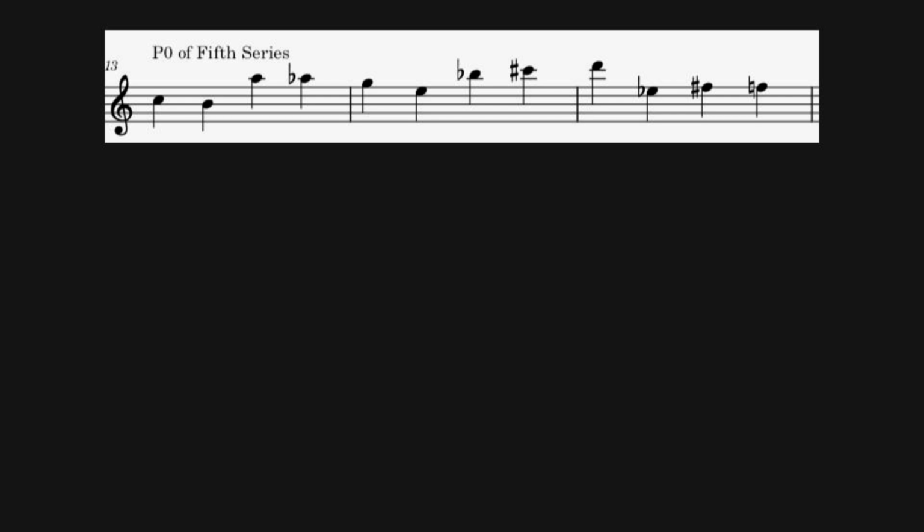Now, when I play the brass melody over the skittering woodwinds, ignore the melody and listen for the P0 series in the ornamental woodwind line.